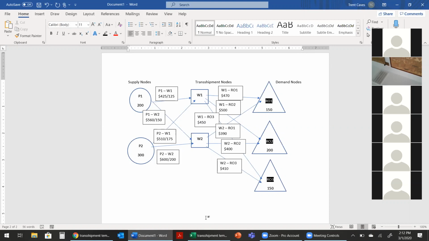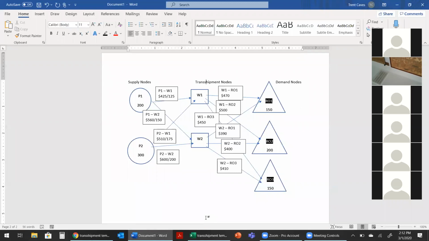So this is the solution for part A of question 2. Shows the distribution network, supply, transshipment, and demand nodes, arc costs, and capacities. Now that we have this diagram, it's going to be easier to formulate our linear programming equations.